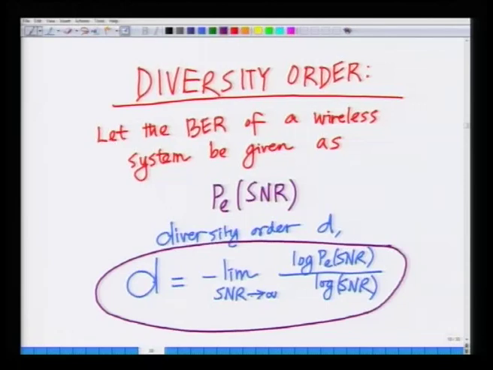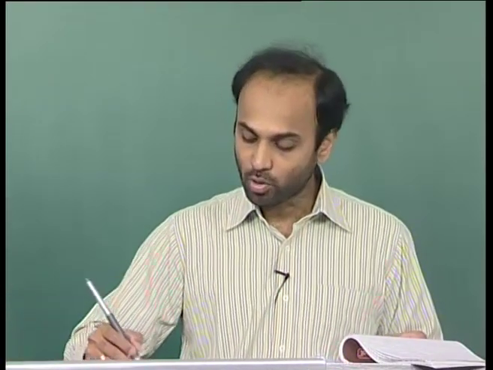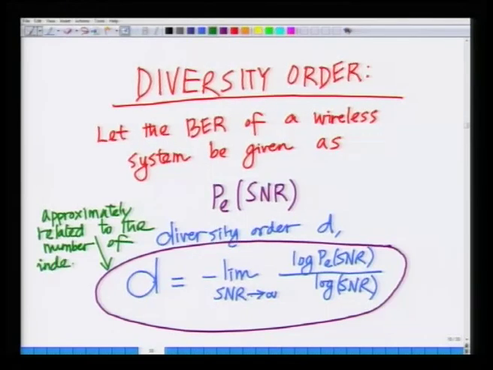It is a slightly complicated expression, but do not be distracted by it. We will see this is a very intuitive definition. It is approximately related to the number of independent channels. If I know the bit error rate function as a function of SNR, it gives me the approximate number of independent channels in the system, or it also tells me at what rate the bit error rate is decreasing with respect to SNR.